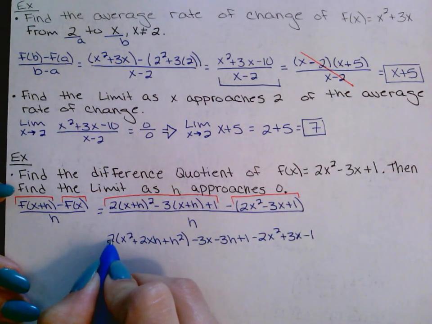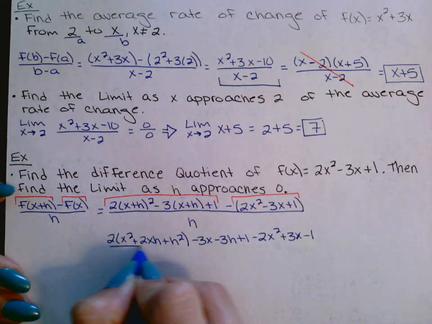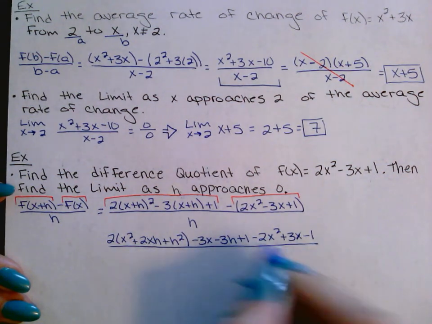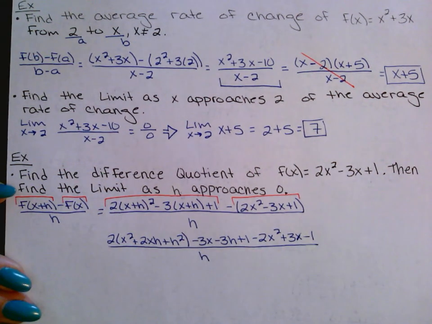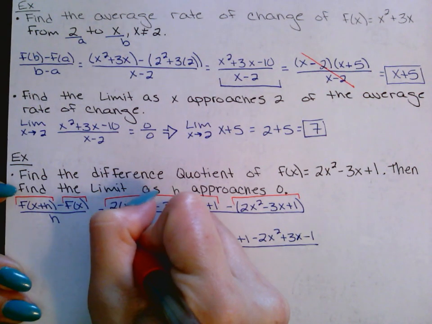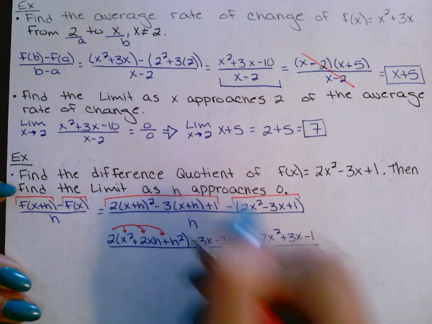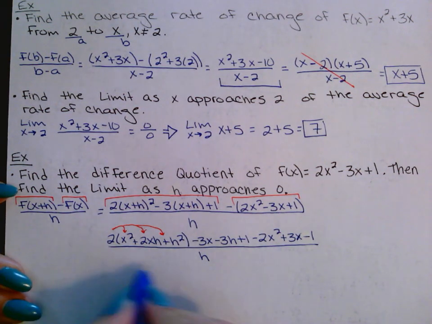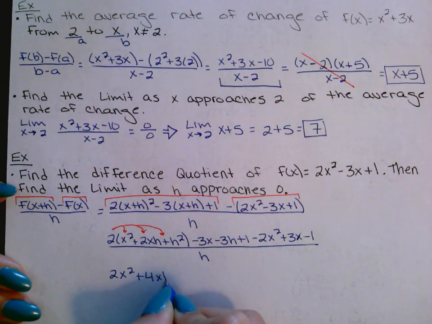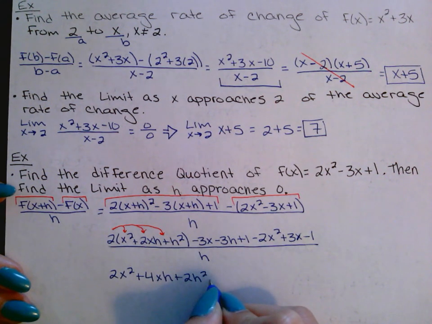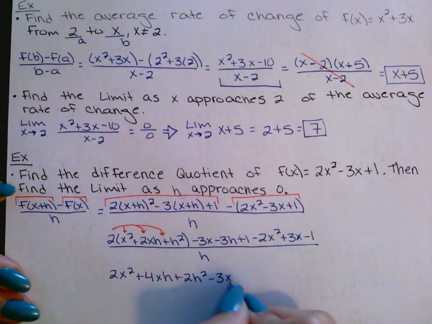So now the only thing I have left to do in the numerator is to distribute that 2, but let me go one step at a time. All of this is still over h. I'm just going to distribute that 2 now. So I have 2x squared plus 4xh plus 2h squared. And then just rewrite the rest.